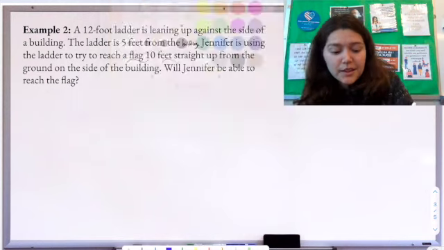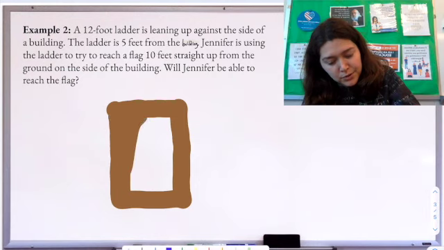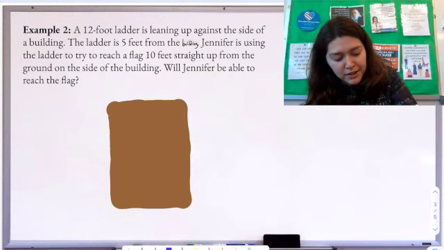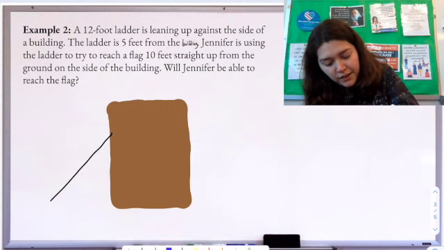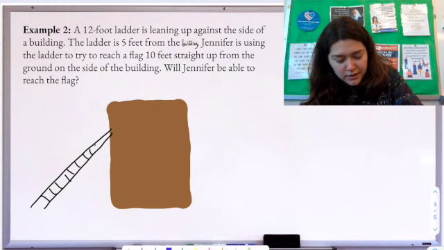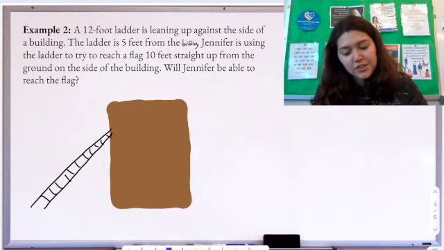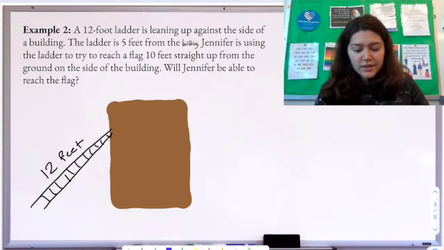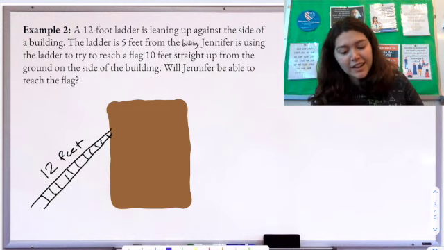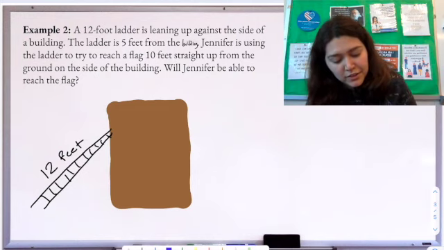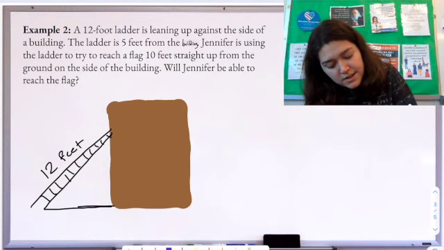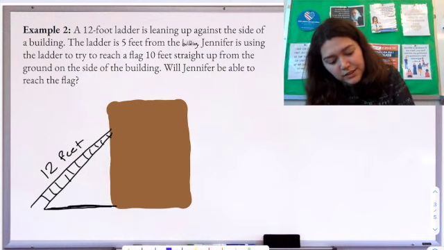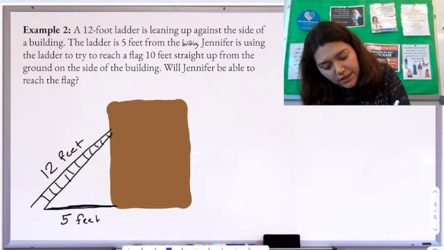Okay? So I'm going to draw my building to start off. I have some building. And then I'm told that a ladder is leaning up against the building. Okay, so let me draw that. Here's a ladder leaning up against the building. Okay, and the ladder is 12 feet long. So this distance is 12 feet. Okay, and then we are told that the ladder is 5 feet from the building. So the base of this ladder is 5 feet from the building. This is a distance of 5 feet.